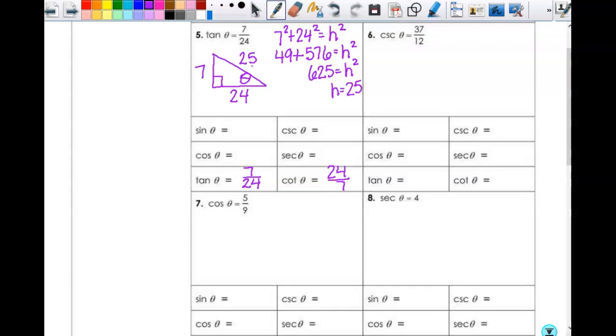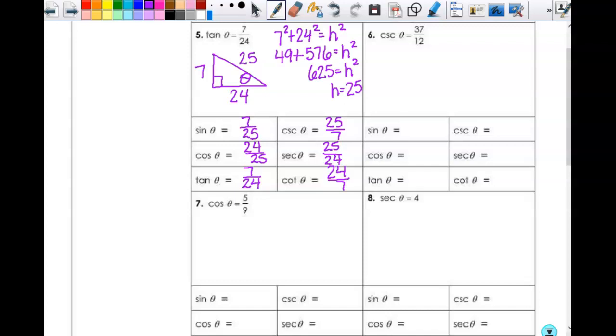All right, so now let's go through the rest of this. Sine of theta, opposite over hypotenuse, 7 over 25. You can go ahead and fill in the other 3 without me. Are we all good? Yes.